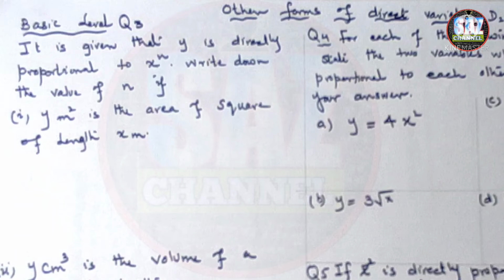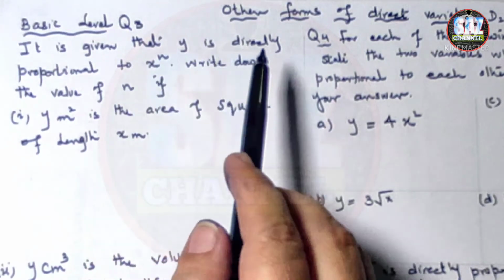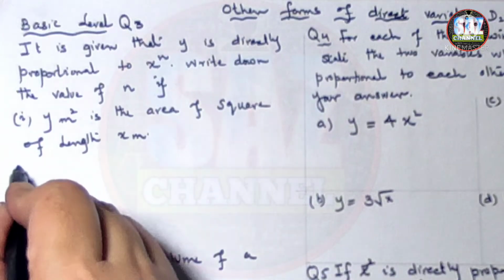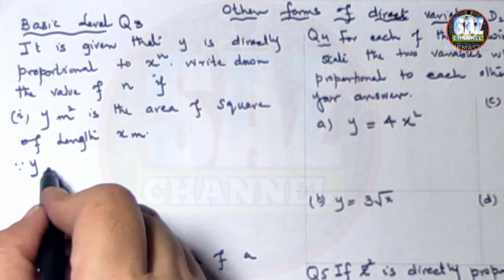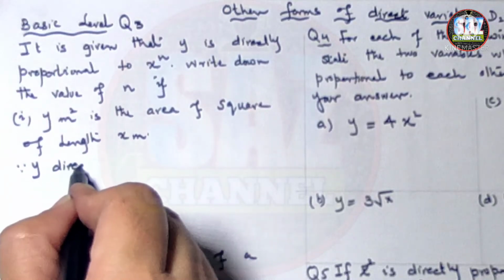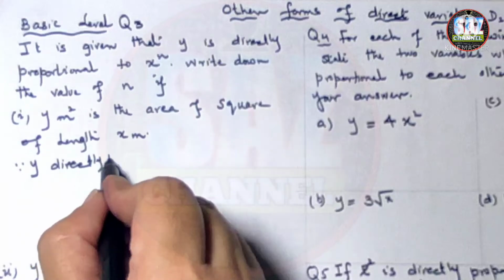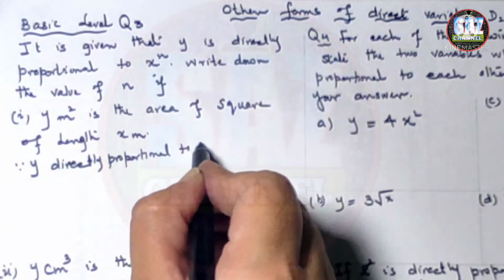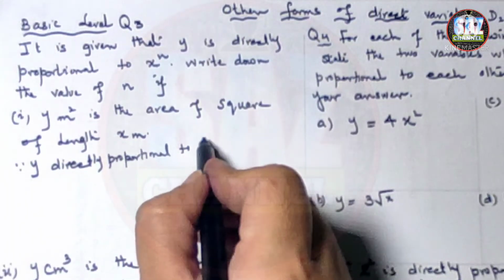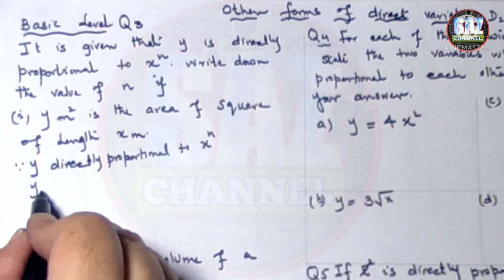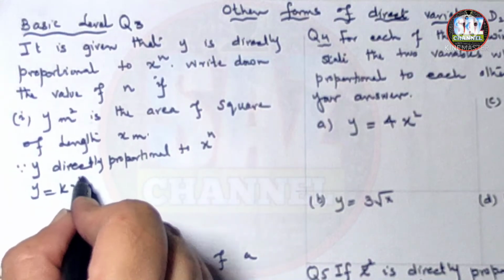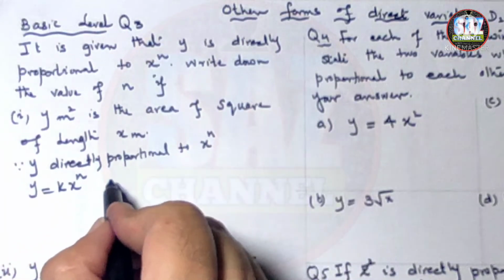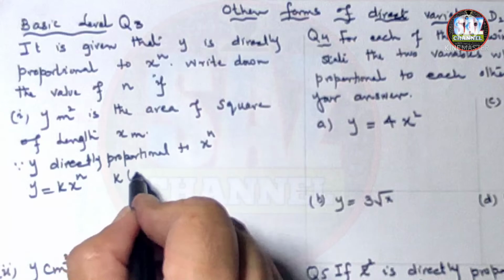Let's try to understand the question. The question says that y is directly proportional to x raised to power of n. So that means that y will be equal to k into x raised to power of n, where k is the constant of variation.